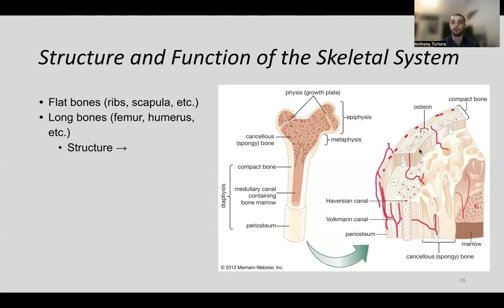Now looking even farther at the microscopic structure of the compact bone, which is this part of the bone here, we have the periosteum, which surrounds the bone. Looking further, you have osteons, which are these little units here. These are the basic unit of bone. At the center of osteons, you have the Haversian canals. This contains lymph vessels, blood vessels, and nerves that run down the bone. We also have the Volkmann canals, which run perpendicular to osteons, as you can see here.